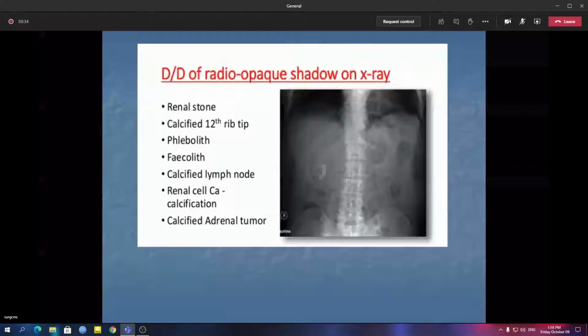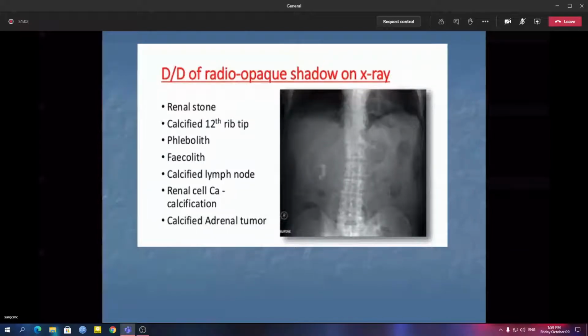First of all, you have to know if you get radiopaque things in the abdomen, what are the possibilities? One, renal stones, like this picture I was showing you. There can be 12th rib calcification, a phlebolith within the veins, a fecolith within the appendix, calcified lymph node, calcification in renal cells, and there can be a calcified adrenal tumor. So many things can be radiopaque shadows in X-ray.